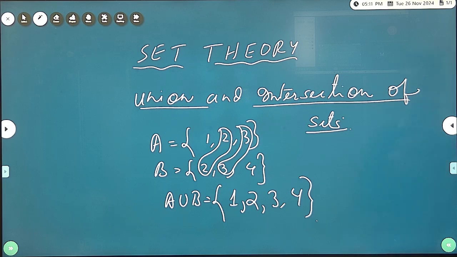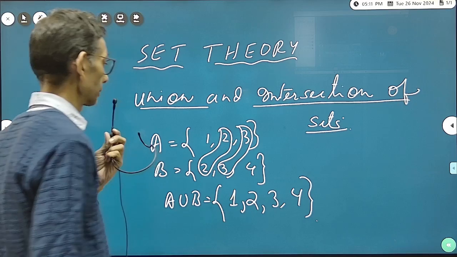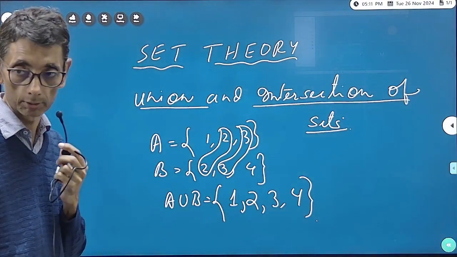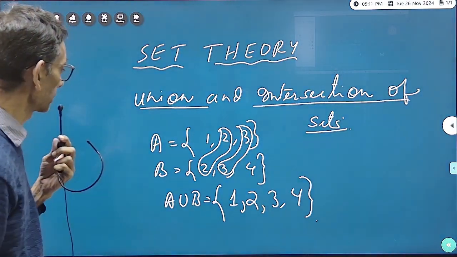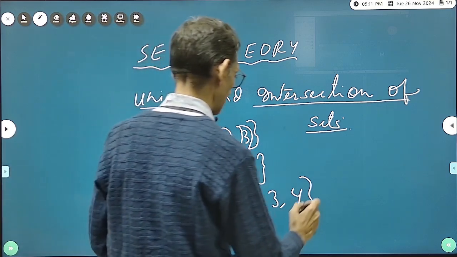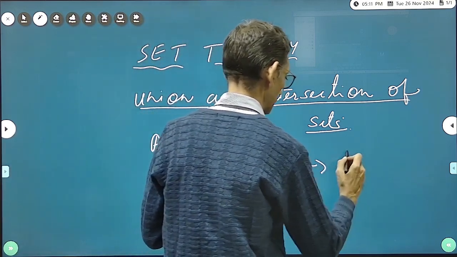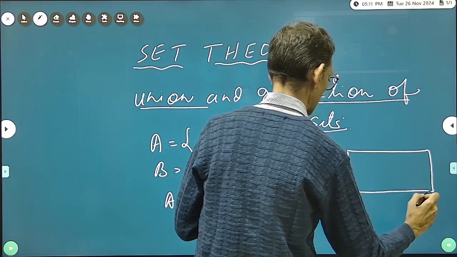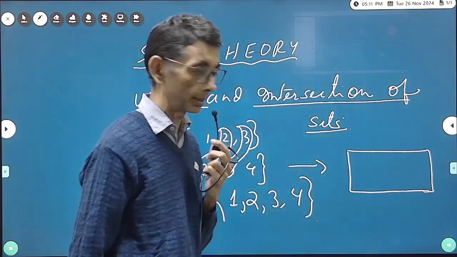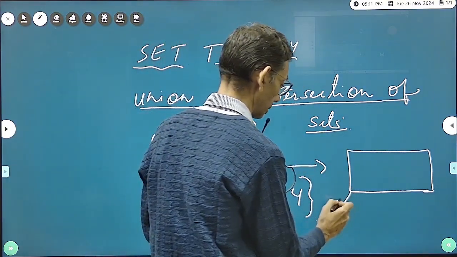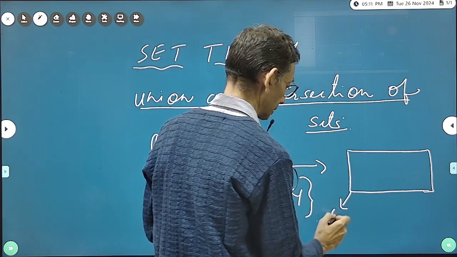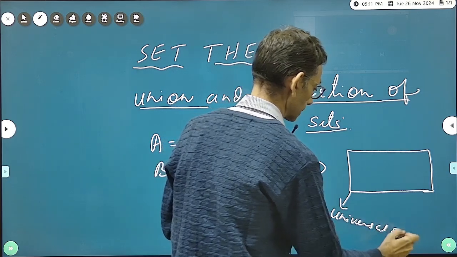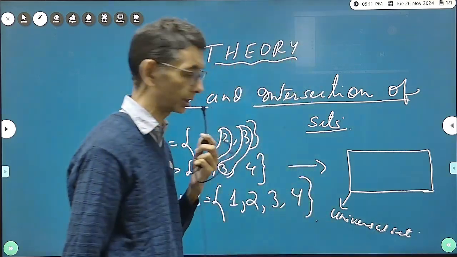Now, what is the union of two sets? Union of two sets gives us common and uncommon, all elements, right? So you can represent this by a Venn diagram. What is a Venn diagram? A Venn diagram is a simple logical explanation of sets, and always this is a rectangle. This is called the universal set. The universal set is always represented by a rectangle.